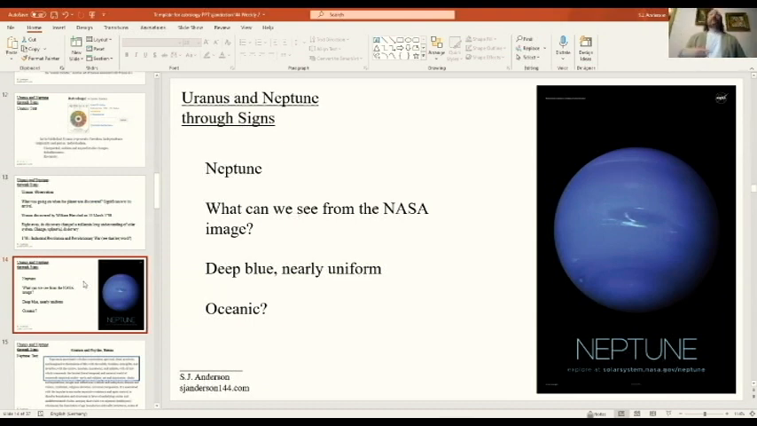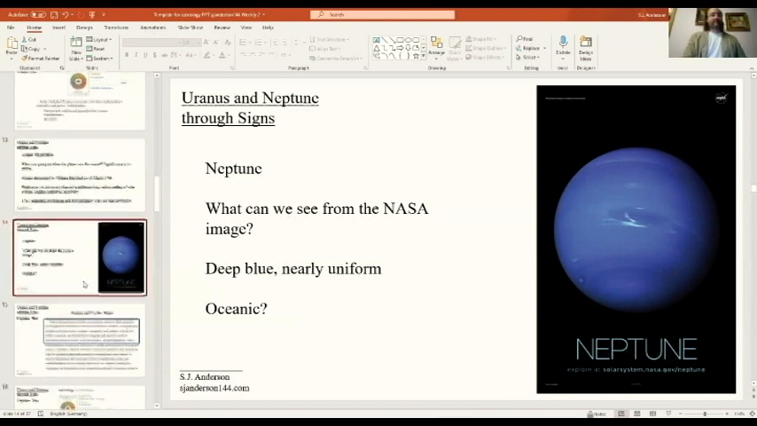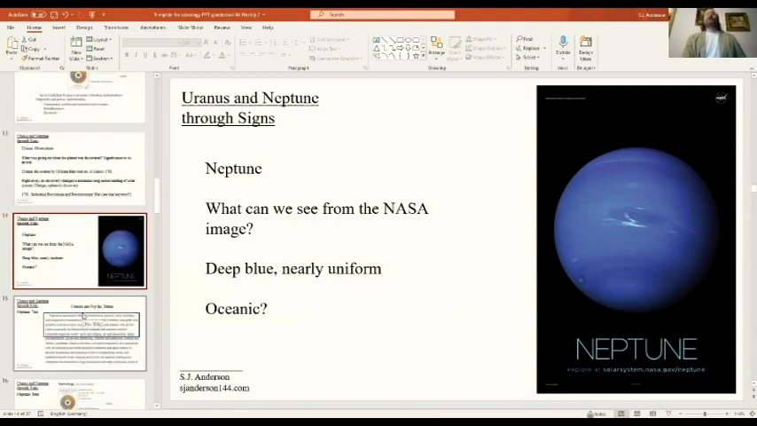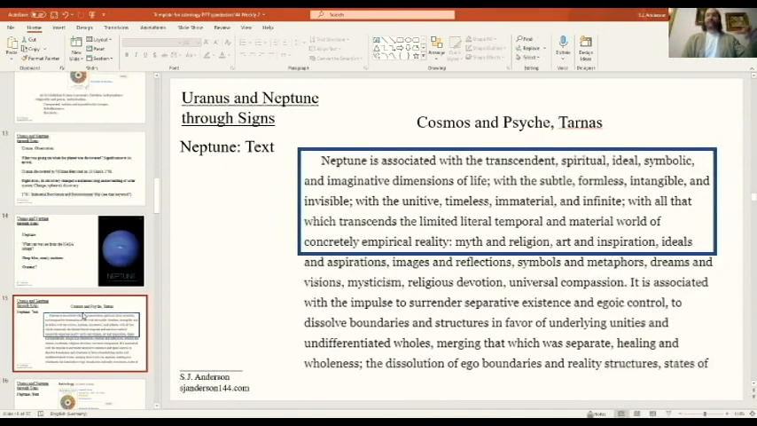And by the way, I just did this to prepare for this talk. I was really asking myself, what do I see? I've never done this exercise before, so it was really fun for me to do it here. And NASA's got some great images on their website. They've got really high-powered telescopes, so they get these images. So let's go to Tarnus. What does he say about Neptune?